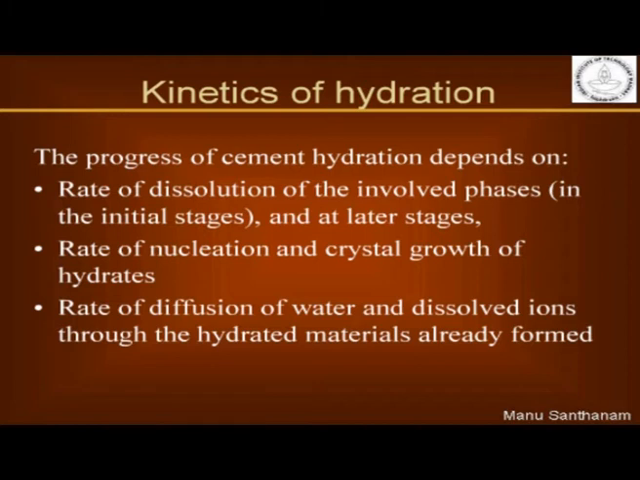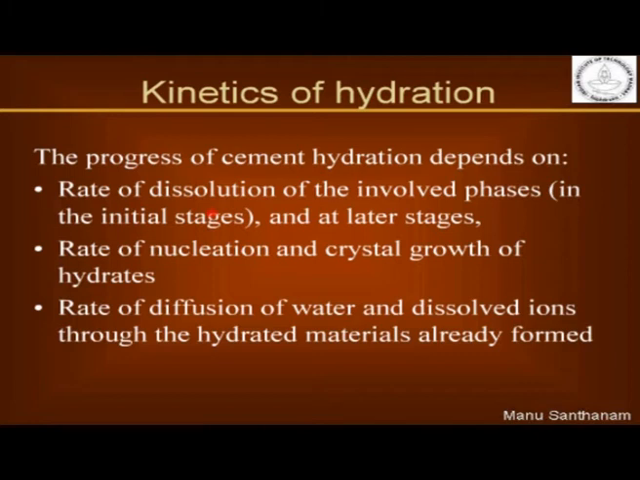The first one is the rate of dissolution of the involved phases at very early stages. I told you that as soon as the particles come in contact with water, the surface atoms of these particles start dissolving out and create the hydration product, right. So in the early stages, the rate at which cement particles are dissolving is very crucial. So rate of dissolution is governing the rate of the cement hydration at early stages. What about later? What happens later?